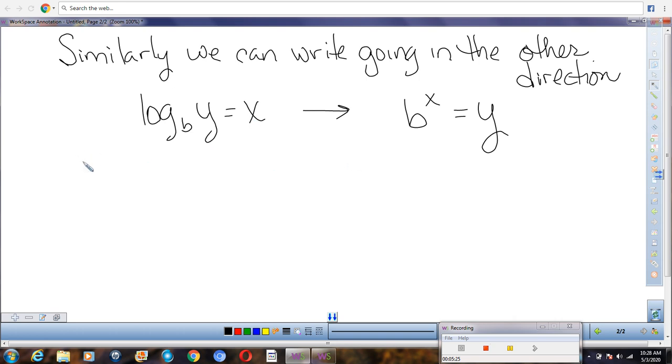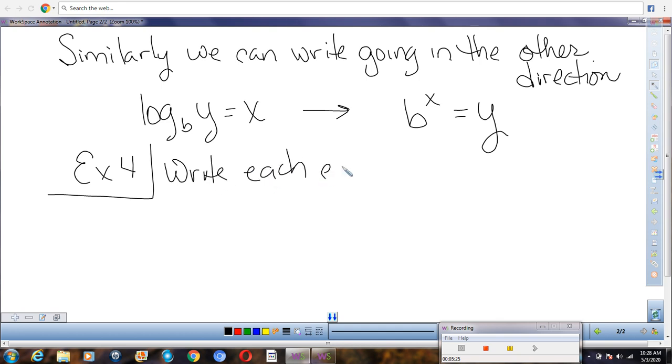So, in the next portion on our worksheet today, we're going to do example 4. It's going to say write each equation in exponential form.